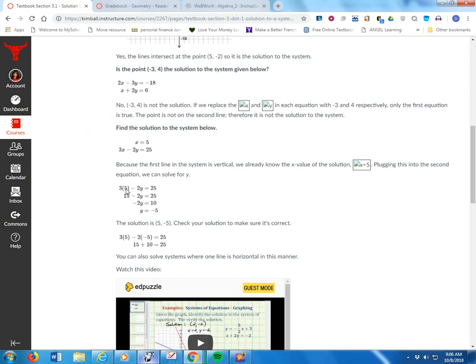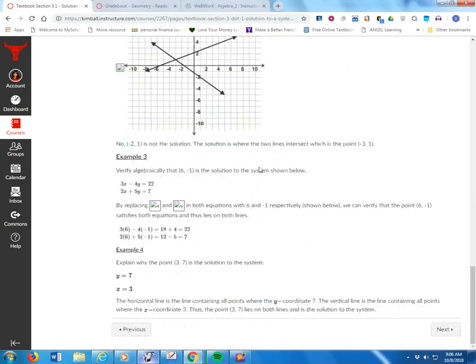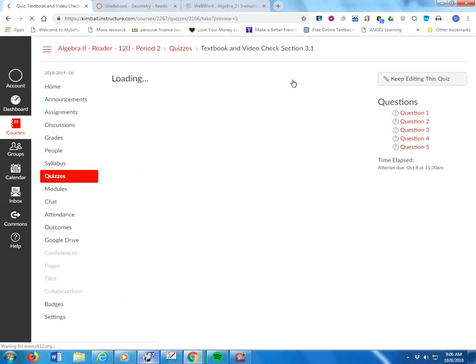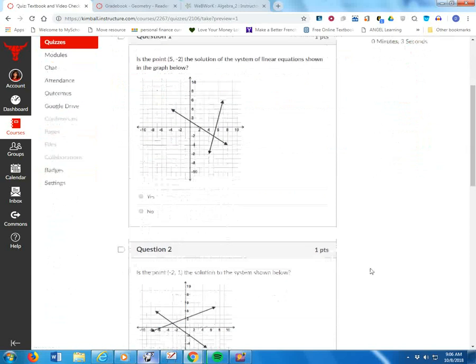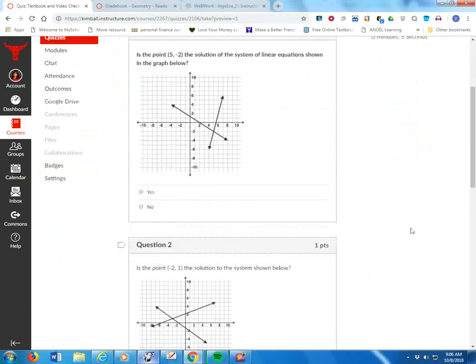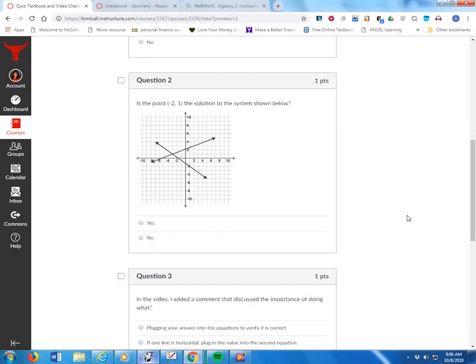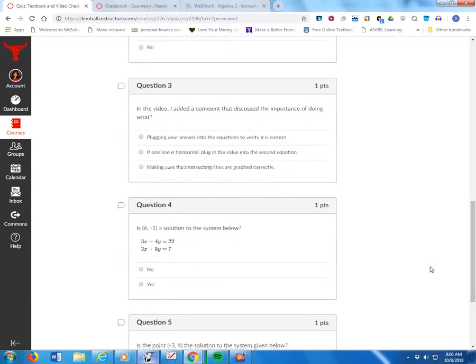Okay. All right. I'm going to go to the textbook check and just review that real quick. We just went through that one. I pulled it right out of the textbook. Second one, is the point -2, 1 the solution to the system below? No, it's -3, 1. In the video, I added a comment. I just discussed that. Make sure that you plug your answers into the equations and verify it's correct.